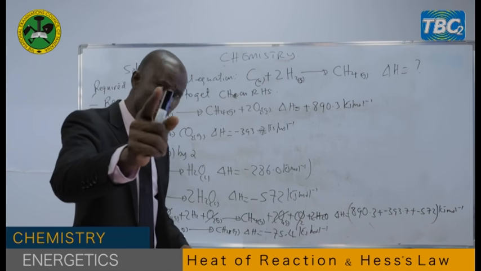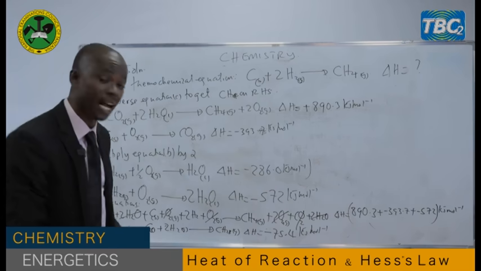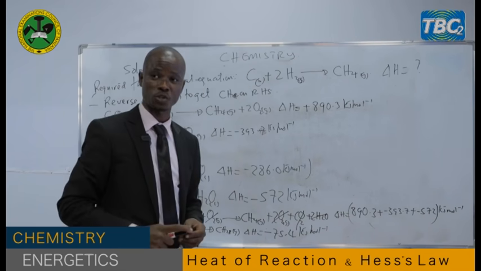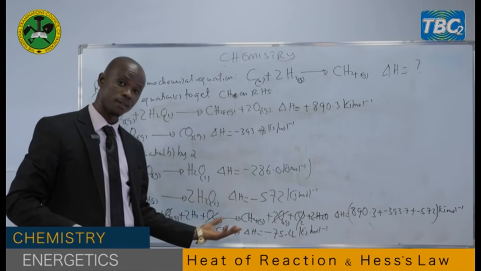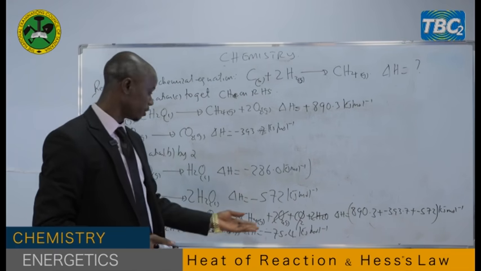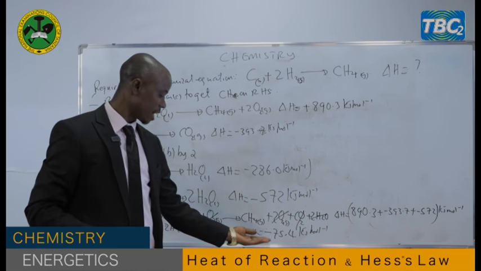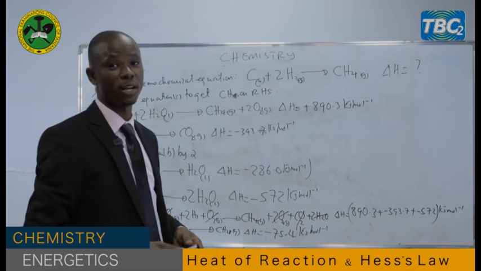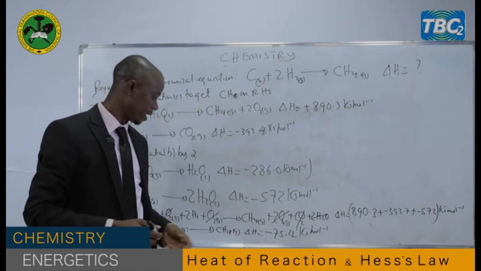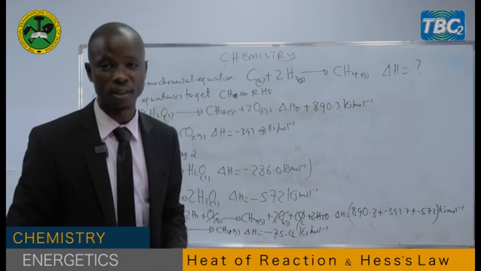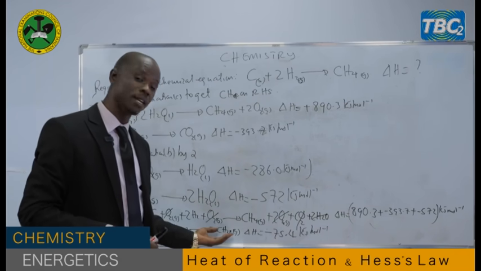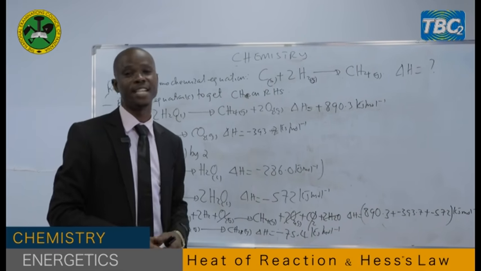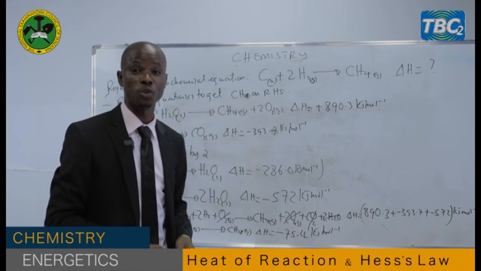But my dear students, sometimes you can be asked the question: is the formation of methane an endothermic process or an exothermic process? How are we going to answer that question? It is very simple. The enthalpy change for this reaction is negative 75.4 kilojoules per mole. I've told you at the beginning, and I'm sure you are following me, negative indicates an exothermic reaction. So the process of forming methane is purely exothermic, because the change in heat is negative 75.4 kilojoules per mole.